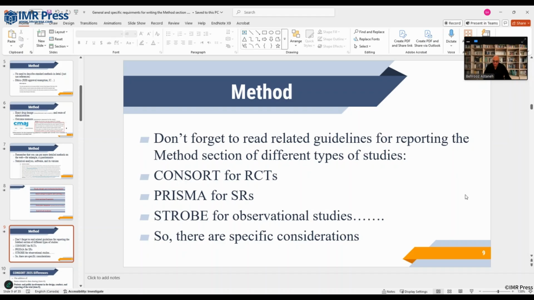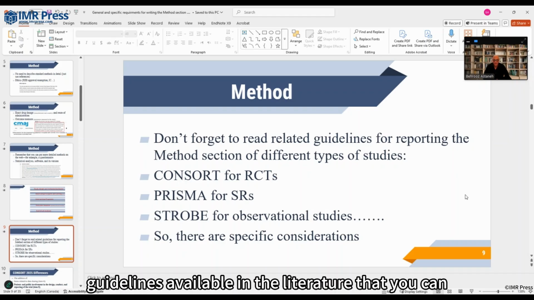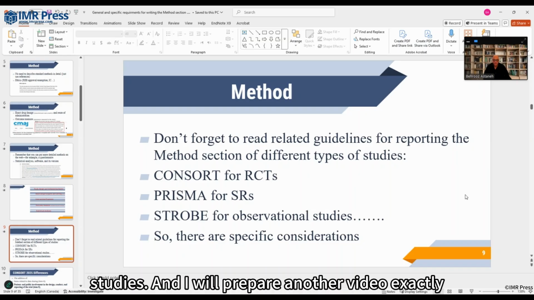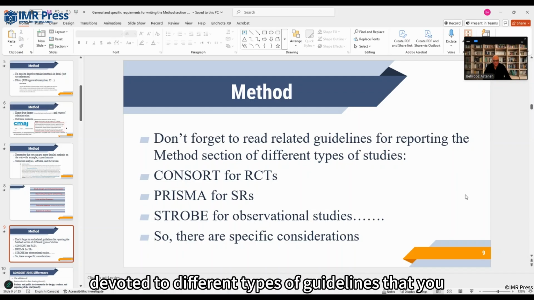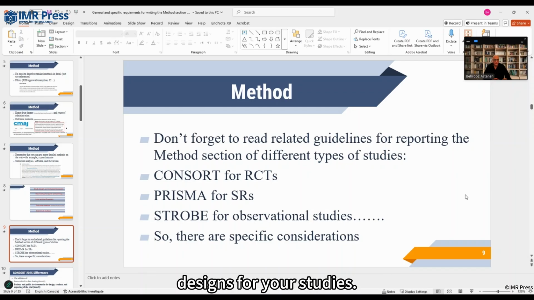The good news is that there are different guidelines available in the literature that you can use for better reporting of these types of studies. And I will prepare another video exactly devoted to different types of guidelines that you need to use when you are using different designs for your studies.